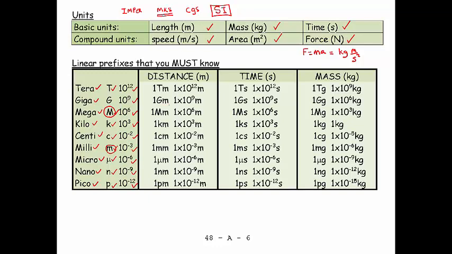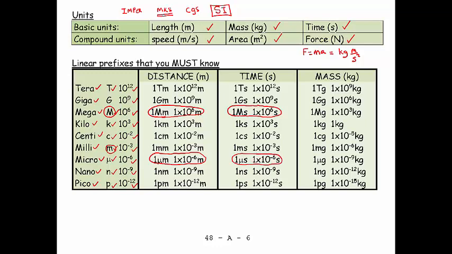And we apply these. So for instance, if I say I have 1 megameter, I know that that is 1 times 10 to the 6 meters. Or if I have 1 micrometer, I know that's 1 times 10 to the minus 6 meters. That makes sense. And time is the same thing. If I have 1 megasecond, it's 1 times 10 to the 6 seconds. And if I have 1 microsecond, it's 1 times 10 to the minus 6 seconds.